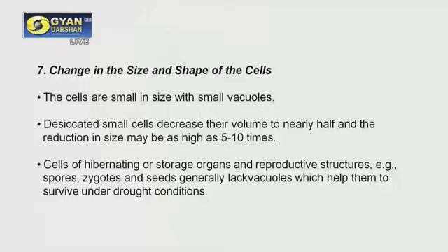Change in size and shape of the cells. Cells are smaller with small vacuoles. Desiccated small cells decrease their volume to nearly half, and there is a reduction in size. Cells of hibernating or storage organs like spores, zygotes and seeds generally lack vacuoles. So they have very small vacuoles and smaller sized cells.